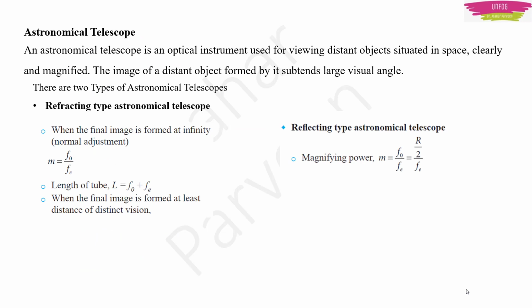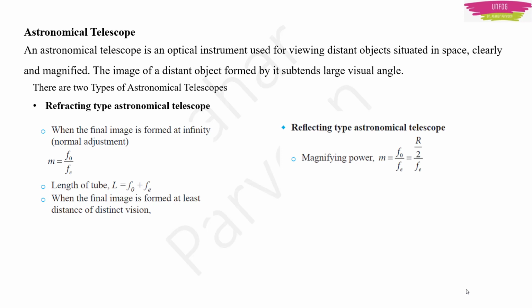Now let us talk about the astronomical telescope. An astronomical telescope is an optical instrument which is used for viewing distant objects situated in space. Objects in space, you can see them clearly, and their magnified image, using this telescope. The image of a distant object formed by this subtends a large visual angle. You should have big angles, then only you can see.